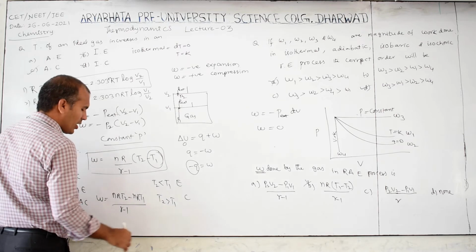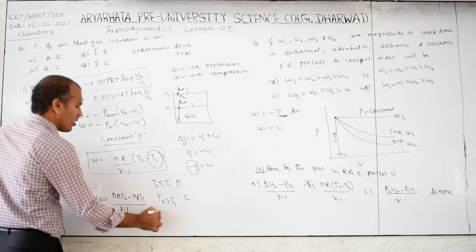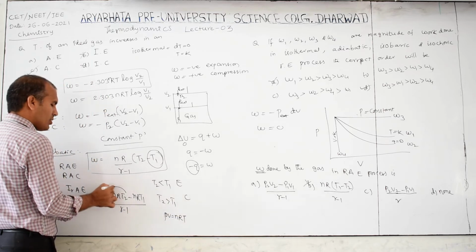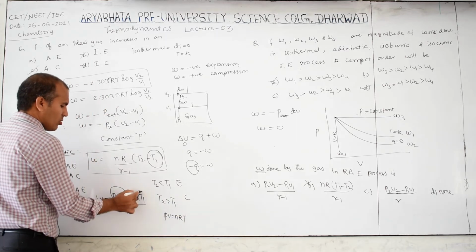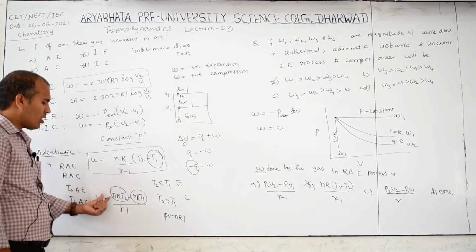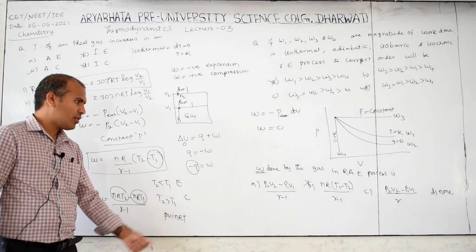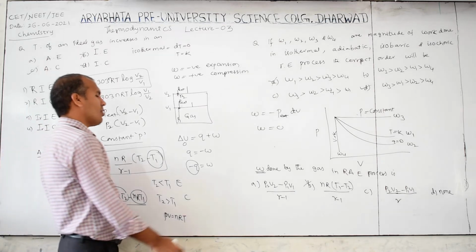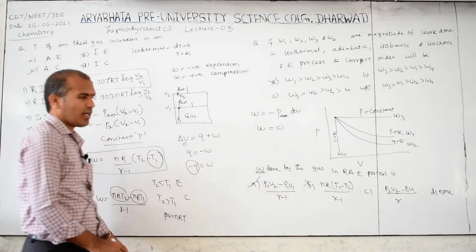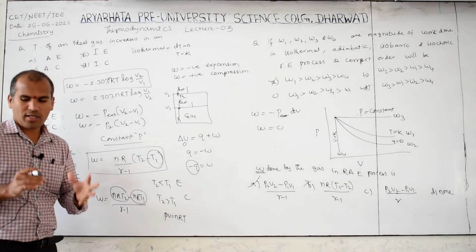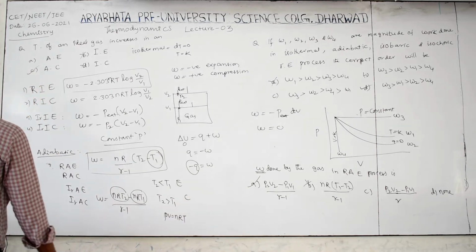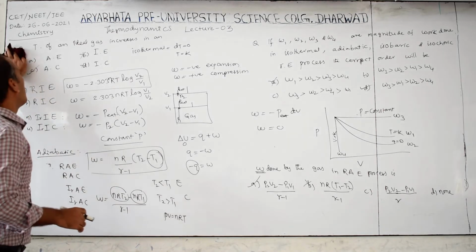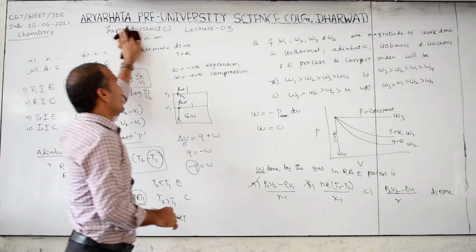Then we know the ideal gas equation: PV is equal to nRT. This nRT is there, here also nRT is there. nRT2 means P2V2, and nRT1 means P1V1. So the applicable option is A, correct. Like this it should strike your mind immediately, then you will answer, otherwise no. So these can be answered only by practice.